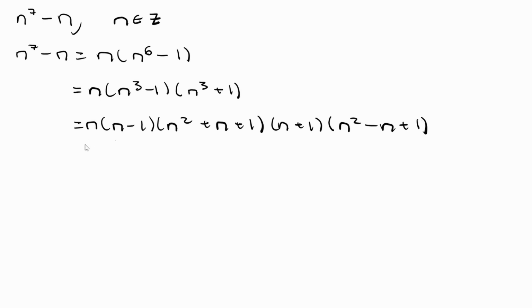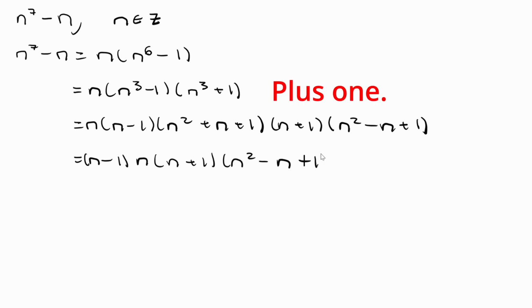And we can shuffle the order of the terms, and we can write down (n minus 1) times n times (n plus 1) times (n squared minus n plus 1) times (n squared plus n plus 1). Now that we've simplified our expression, we can start thinking about division. If any of these terms is divisible by 7, then the whole thing will be divisible by 7. So we have to investigate.